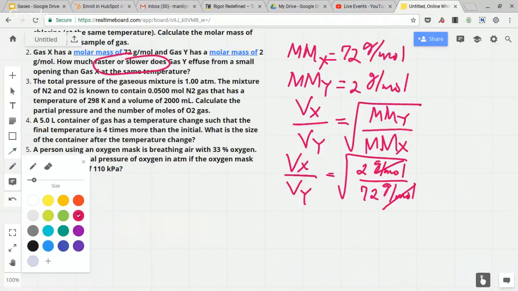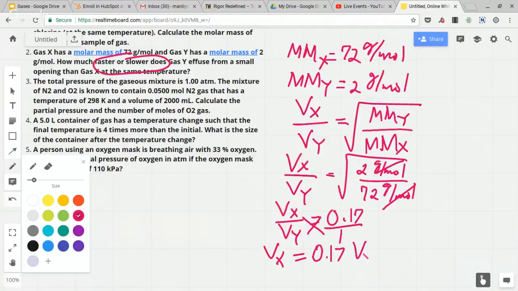So please input in your calculator right now. Divide 2 over 72, equals, and then don't forget the square root. There's always a square root if it's Graham's law. Okay, did you input it? And so you're going to get the answer: Vx over Vy is equal to 0.17. That's the rate. When we cross multiply, Vx times 1 is Vx, and 0.17 is partnered with the Vy.